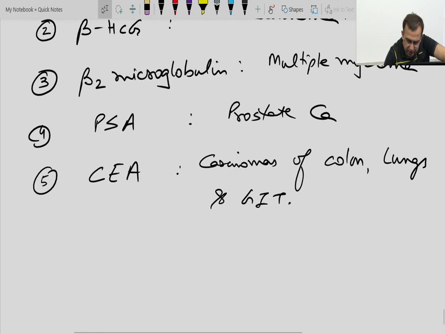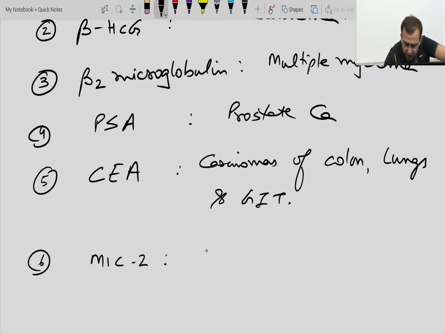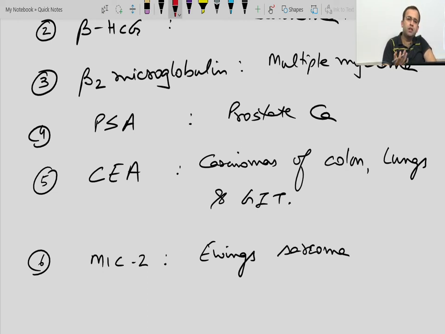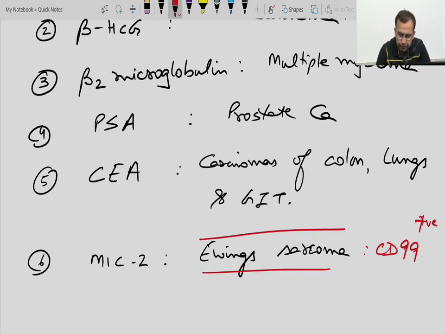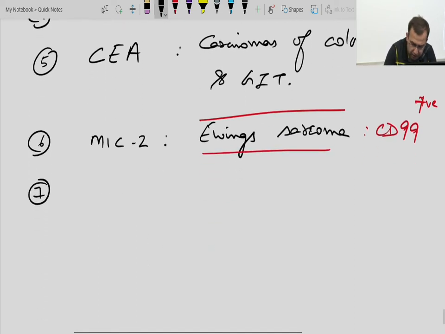Next, we have already seen MIC2, that is Ewing's sarcoma. This was the question. Next, put 2 dots in front of it and write it here only. Which is the CD marker positive in Ewing's? It is CD99 positive. Ewing's sarcoma, CD99 positive.